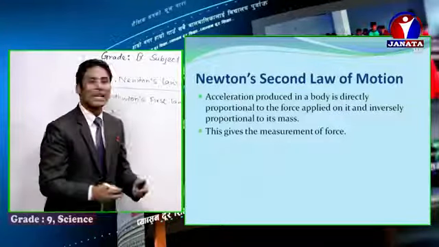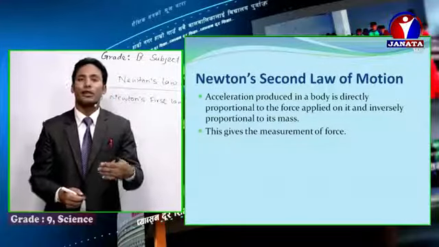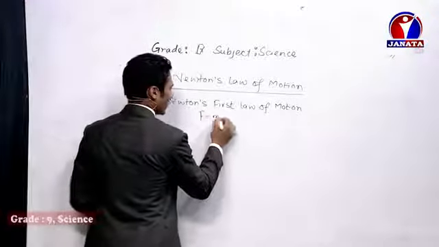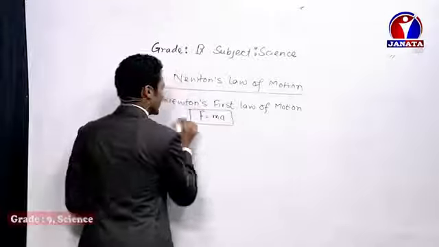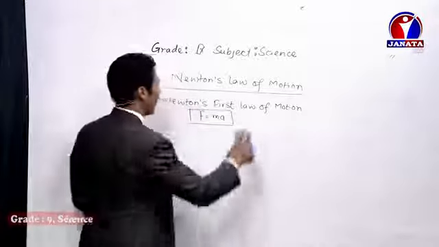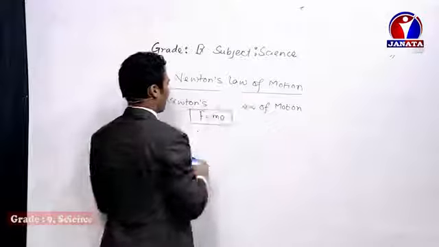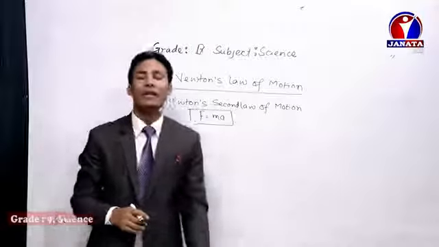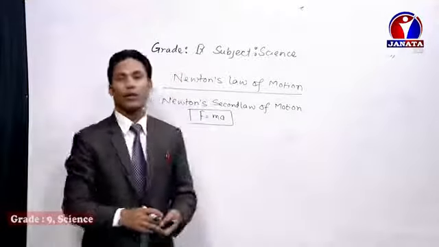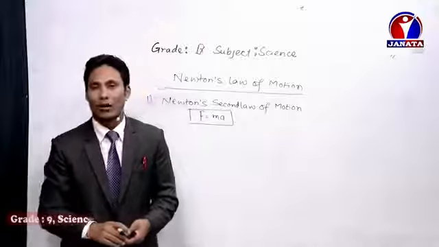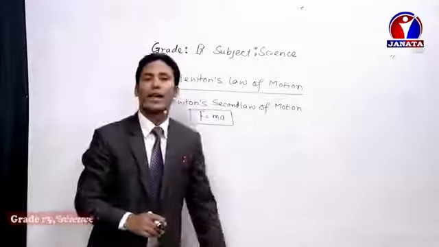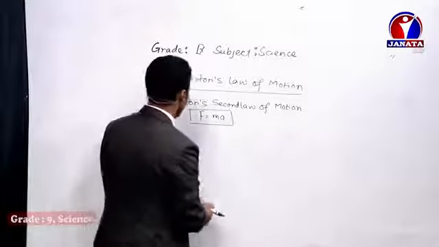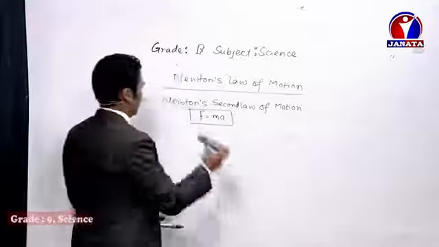And this Newton's second law of motion gives the measurement of force. That means we can calculate the force with the help of F equals ma, and this F equals ma is given by Newton's second law of motion, right? That's why the measurement of force is with the help of Newton's second law of motion. So let's derive this F equals ma. How to derive F equals ma? Let's see.